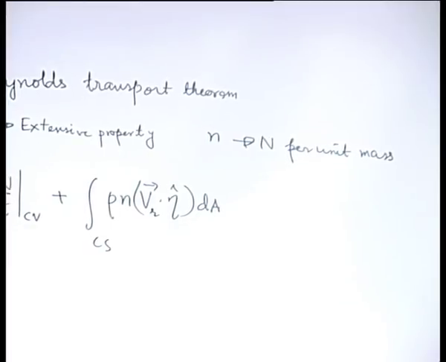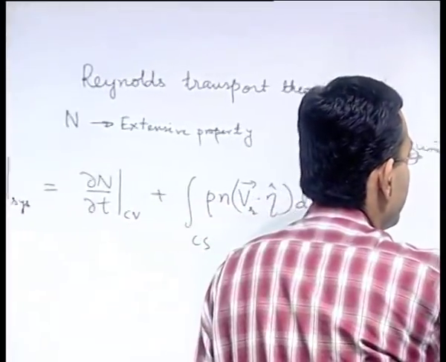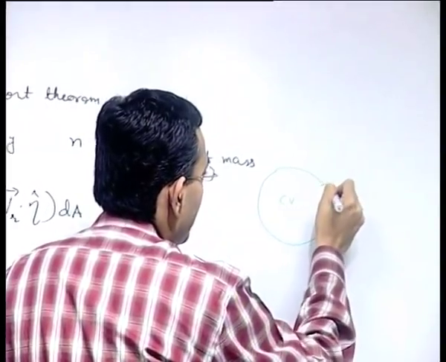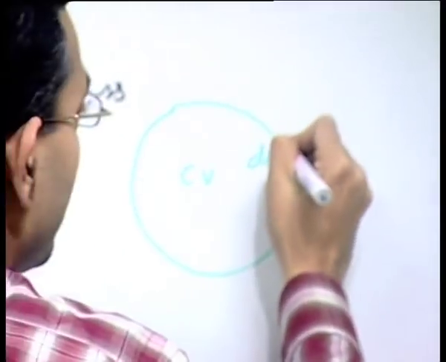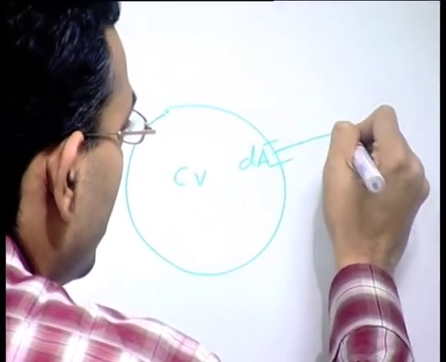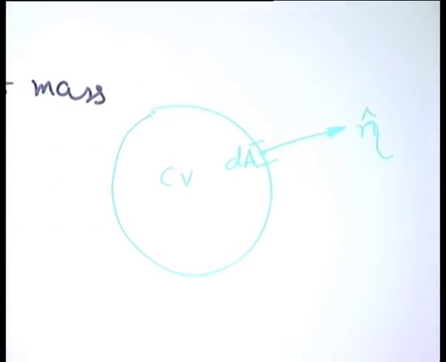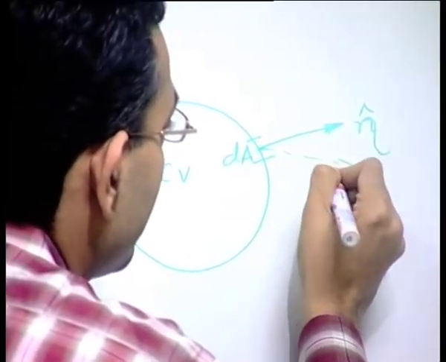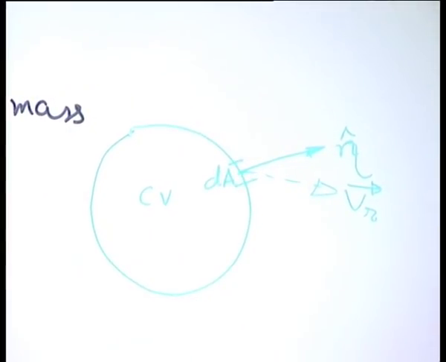So, let us just recapitulate carefully what the meanings of the different terms are. If we have a control volume like this and we take a small elementary surface dA on that, then the unit vector in the outward normal direction to the surface is eta, and Vr is the velocity of the fluid relative to the control volume across that area.